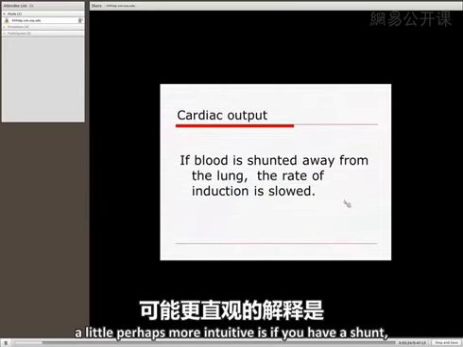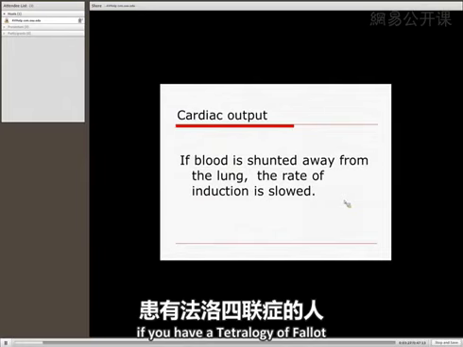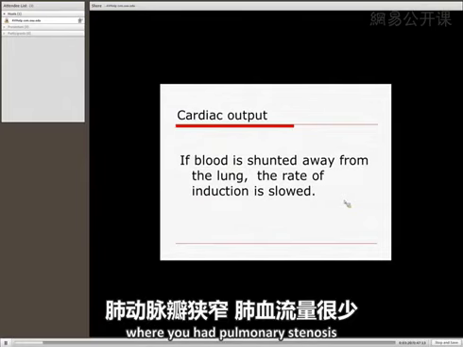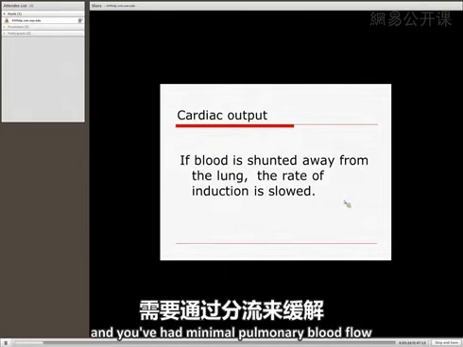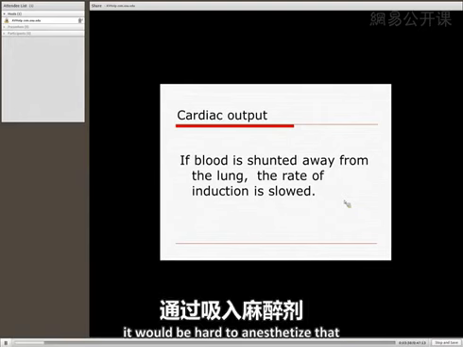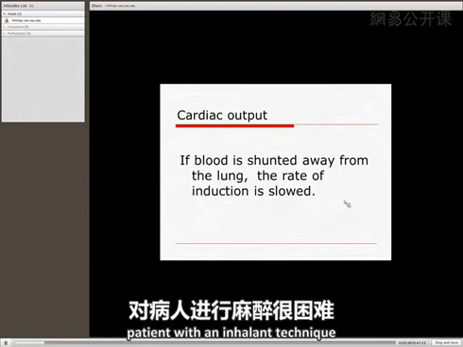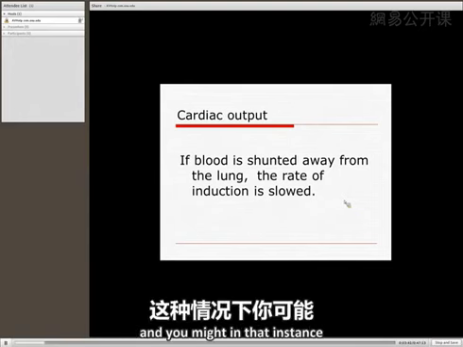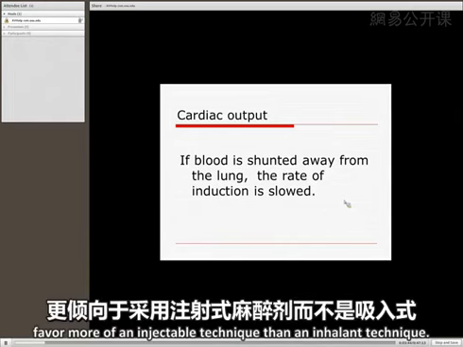Other things that are perhaps a little more intuitive: if you had a shunt, if you had a tetralogy of Fallot where you had pulmonary stenosis and minimal pulmonary blood flow, I think it would make sense to you that it would be hard to anesthetize that patient with an inhalant technique, and you might in that instance favor more of an injectable technique than an inhalant technique.